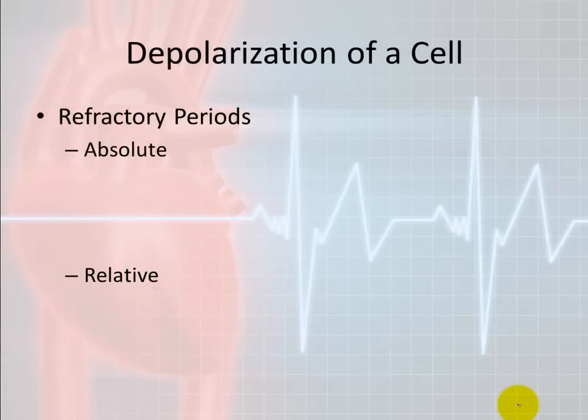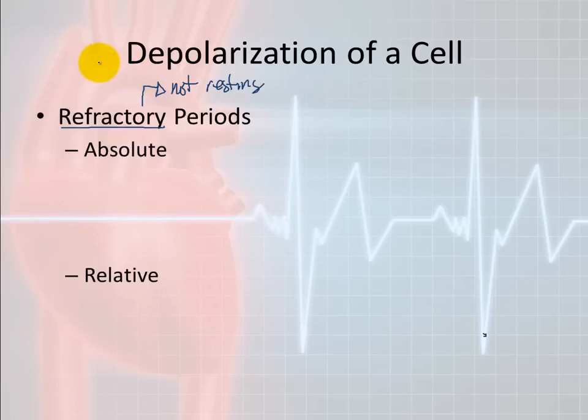A couple of refractory periods that we're going to talk about here. First of all, when the cell is depolarizing or repolarizing, it is considered refractory. So you're refractory if you're not resting, and that's the easiest way to put it. If the cell is refractory, it is not resting, because once it becomes resting, it is no longer refractory. Let me see if I can explain this a little bit.